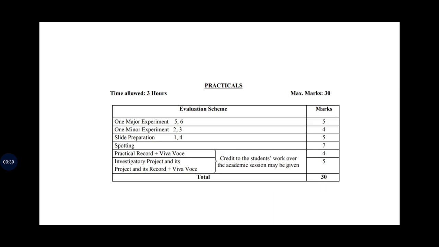One major experiment is of 5 marks, one minor experiment you will get for 4 marks, slide preparation is of 5 marks, spotting is of 7 marks, practical record and viva is of 4 marks, then your project and the viva from that project is of 5 marks. So total marks is 30 for your practicals.